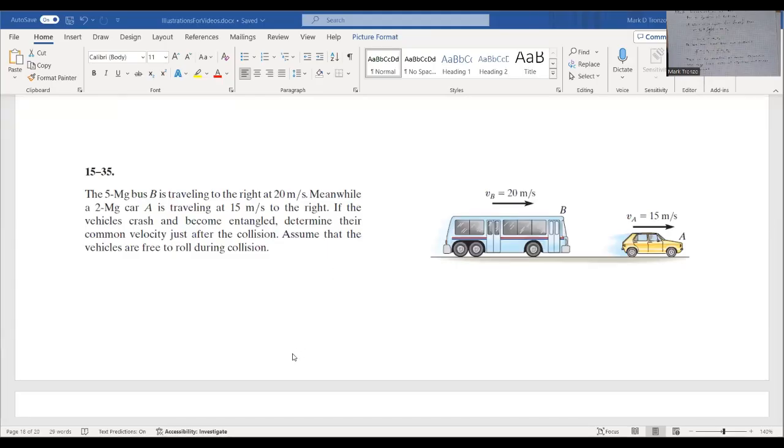Next, we're going to look at this problem. This is a fairly simple problem. This is 15-35. The 5 megagram bus is traveling to the right at 20 meters per second. Meanwhile, a 2 megagram car is traveling at 15 meters per second, also to the right. If the vehicles crash and become entangled, determine their common velocity just after collision. Assume that the vehicles are free to roll during collision.